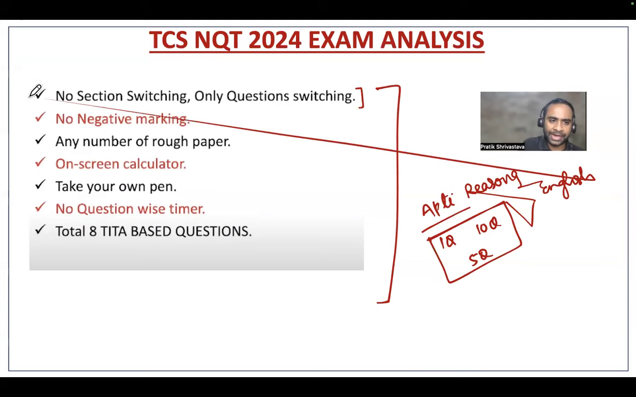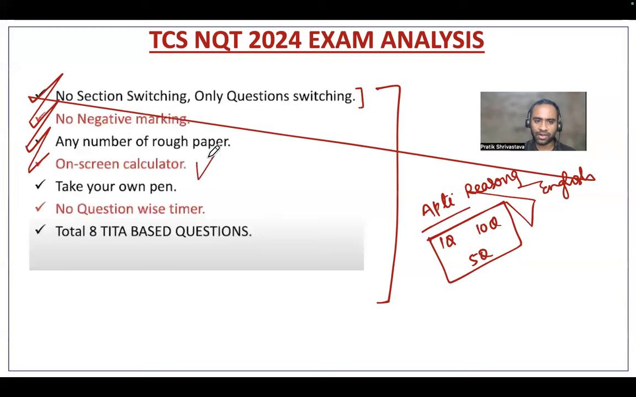There was no negative marking. Basically there was no negative marking, and you can take any number of rough papers. And then an on-screen calculator was there.